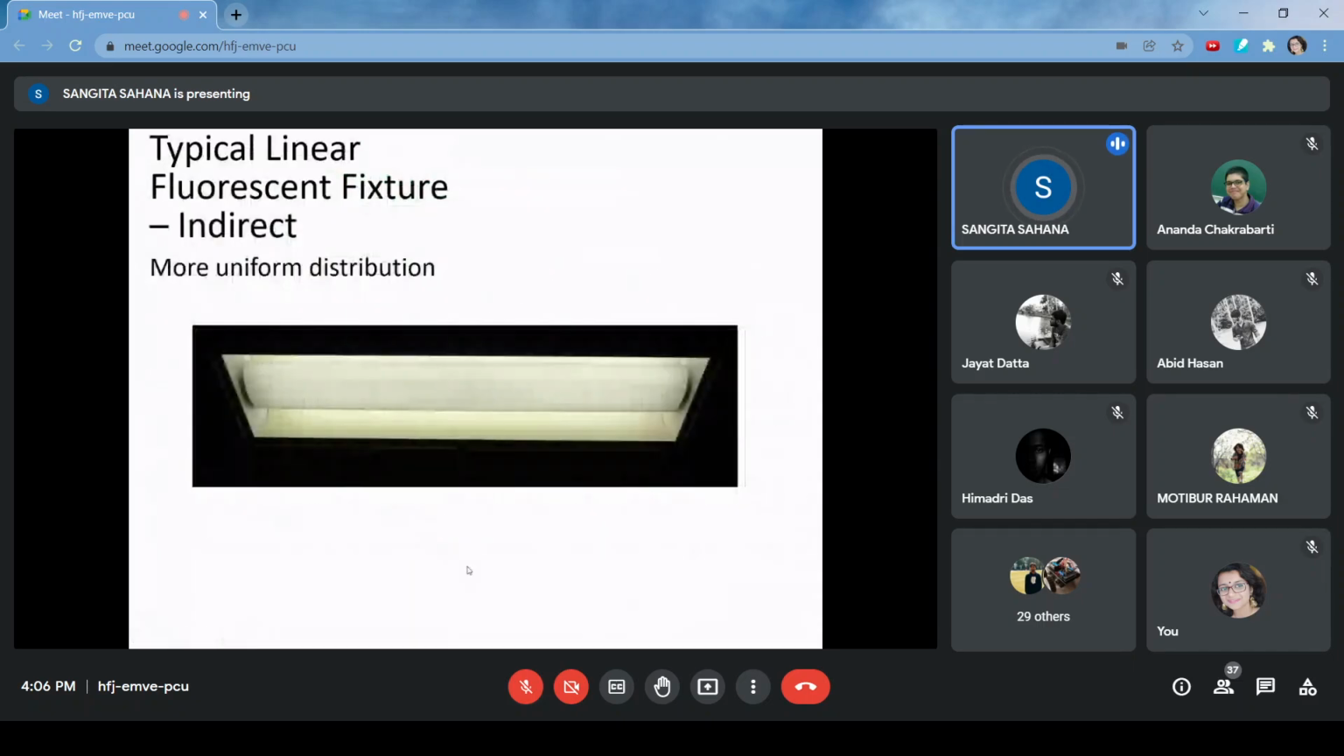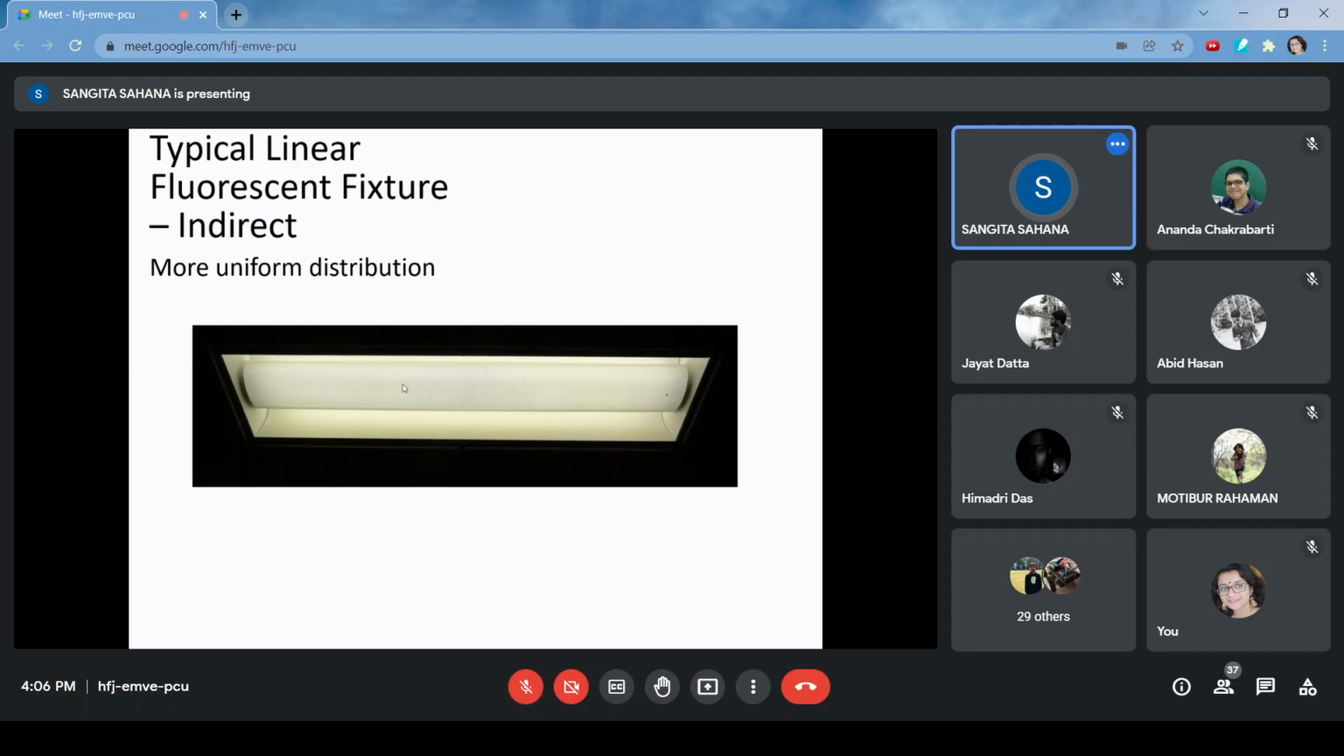So you'll ask me that if 90 to 100% is going towards the ceiling, it will be complete wastage, no? So why use this even? The fact is that although 90 to 100 is going towards the upper direction, there will be some reflection from that upper side.